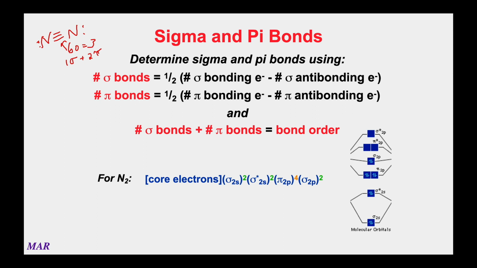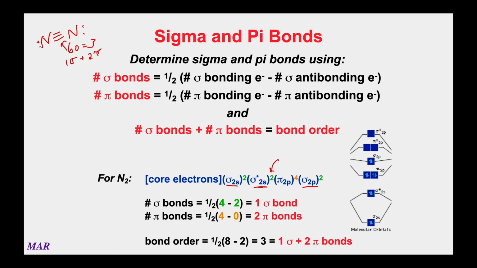So you can see there are 4 bonding pi electrons, and there's a total of 6 sigma electrons, but 2 of the sigma electrons are antibonding and the other ones are bonding. So if you want to figure out the number of sigma bonds, it's 1/2 (bonding minus antibonding), but just the sigma. In this molecule, there are 4 bonding sigma electrons. We'll subtract the 2 antibonding sigma electrons: 1/2 (4 minus 2), 1 sigma bond.